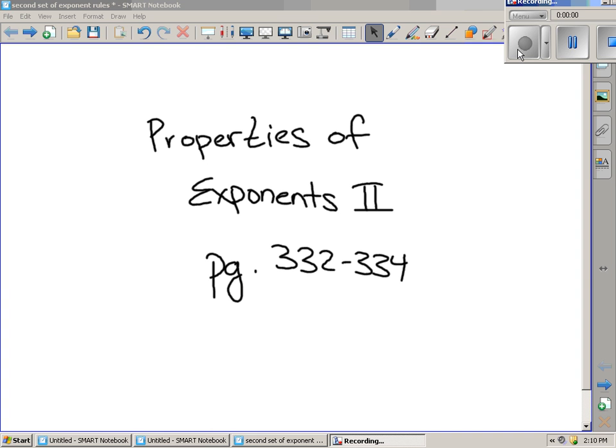Today we're going to work on Lesson 2, Unit 5 in your books. This is Investigation 4, and it's time for the second set of exponent rules. So you should be on page 332 in your books, and this is going to go all the way to page 334.